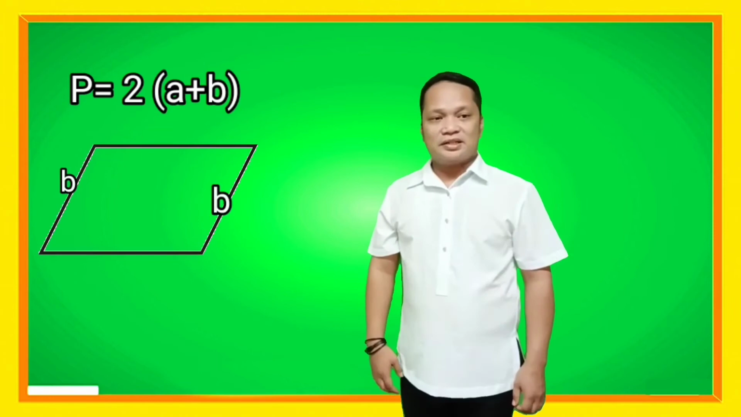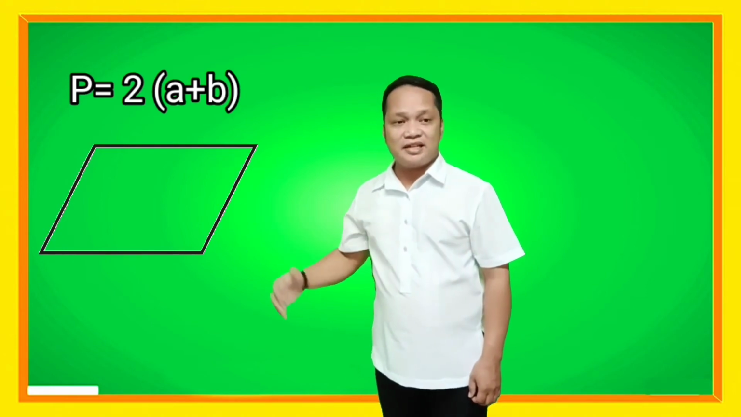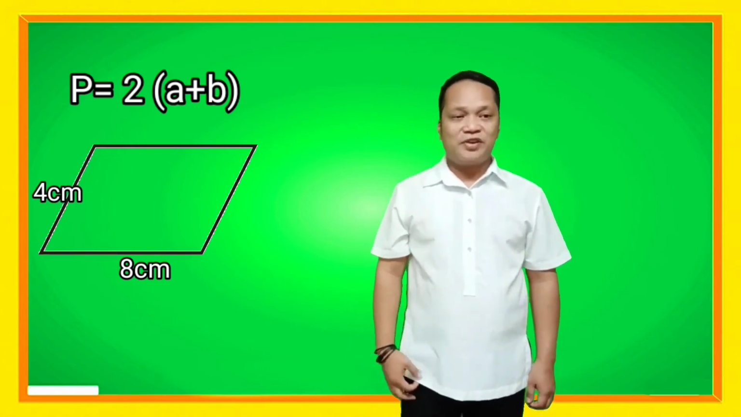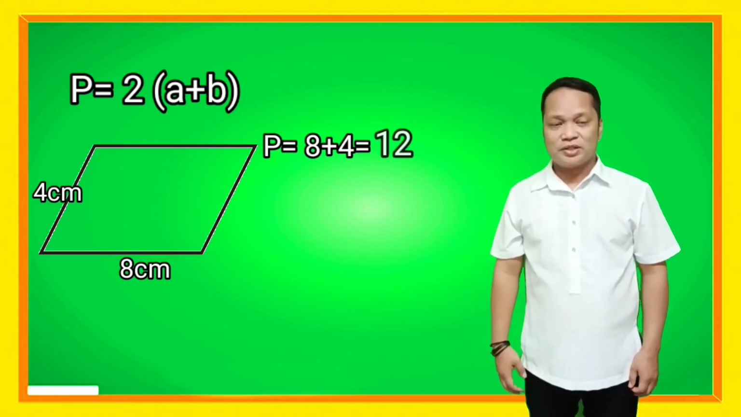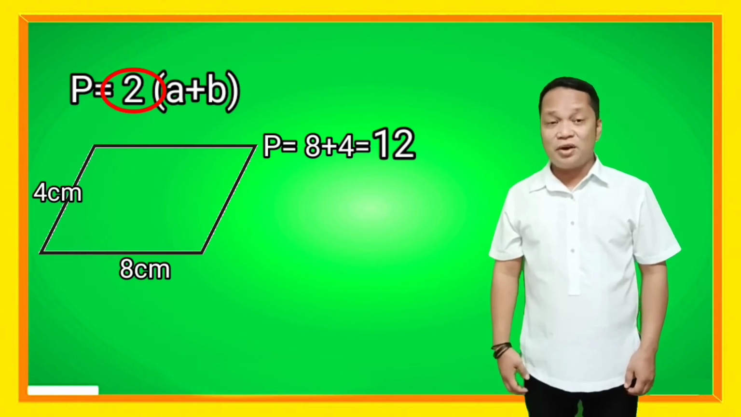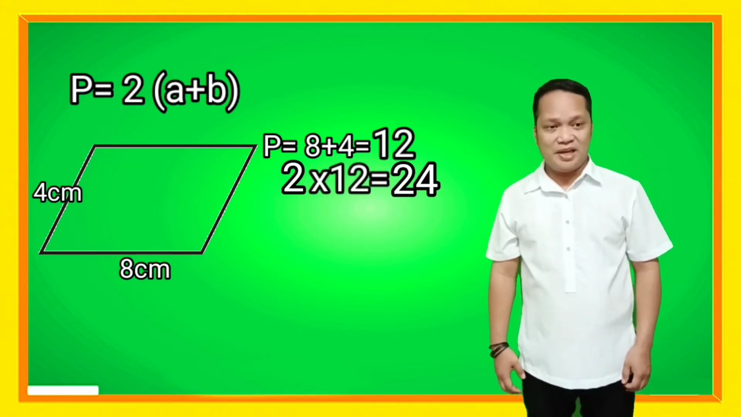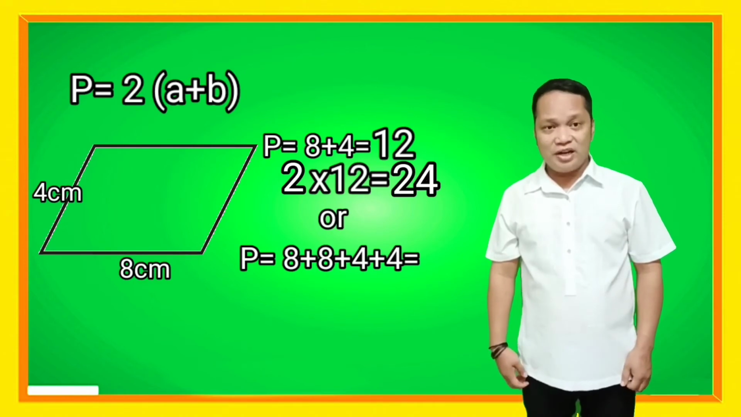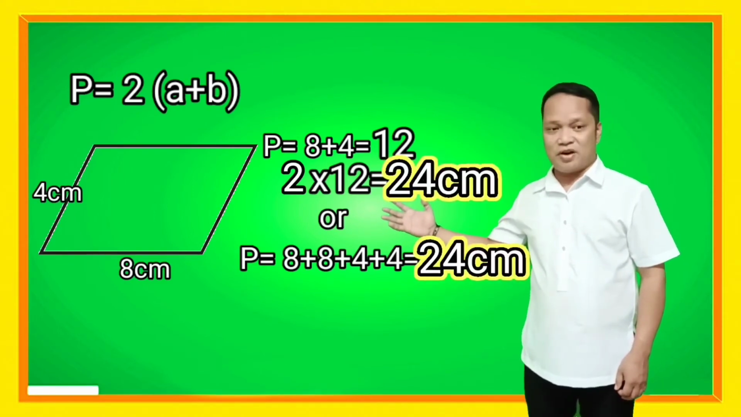Let's try to solve the perimeter of this parallelogram. The base is 8 centimeters and the side is 4 centimeters. We add first the base and the side. 8 plus 4 is equal to 12. 2 is constant, so we bring down 2 times 12 equals 24. Or simply add 8 plus 8 plus 4 plus 4 equals 24. So, the perimeter is 24.